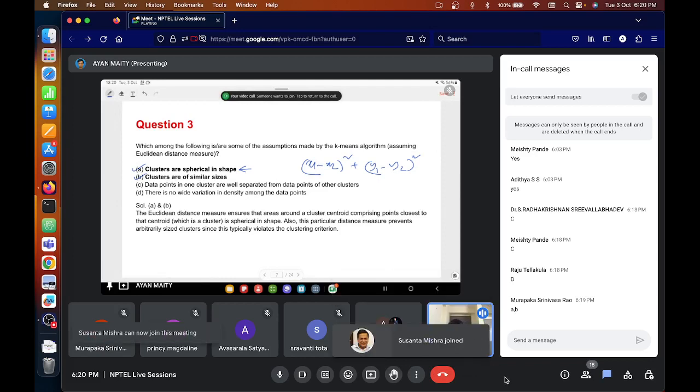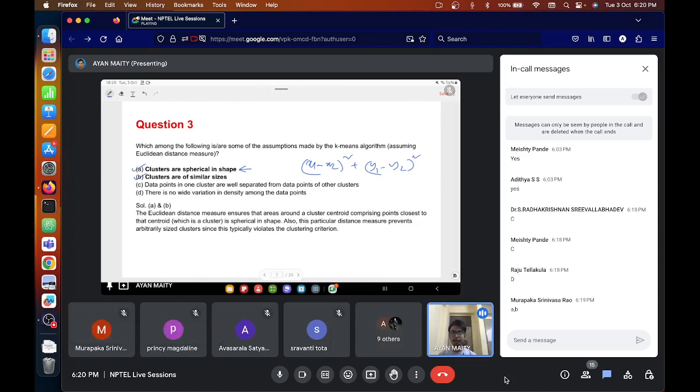So it always assumes that clusters would be spherical in shape, but it might not be the case in all examples. If the clusters are not spherical in shape, then K-means would work very badly in that case. It would be very poor in finding out the clusters. And option B says clusters are of similar sizes, and this is also right because it uses Euclidean distance measures. So it basically assumes that the clusters would be of similar sizes.